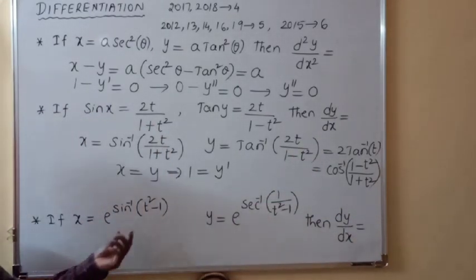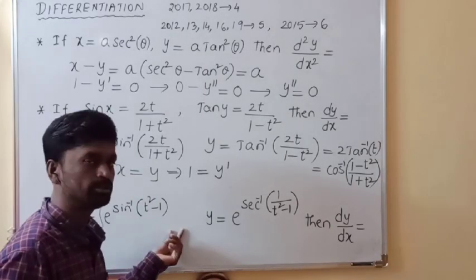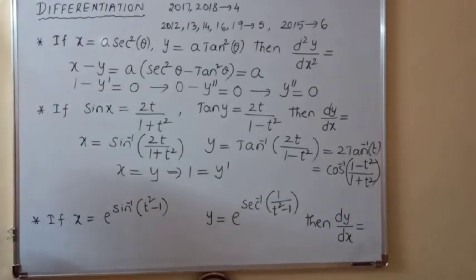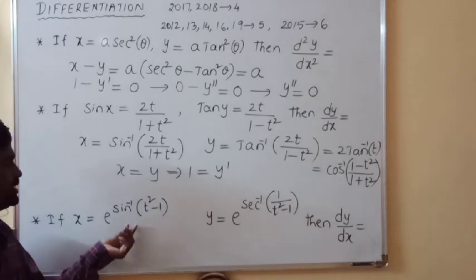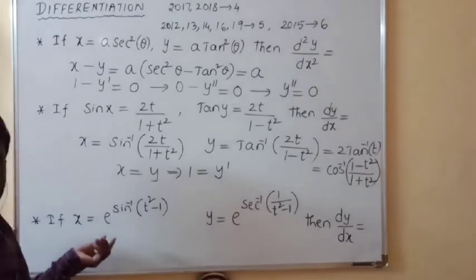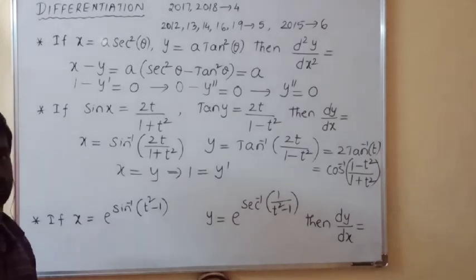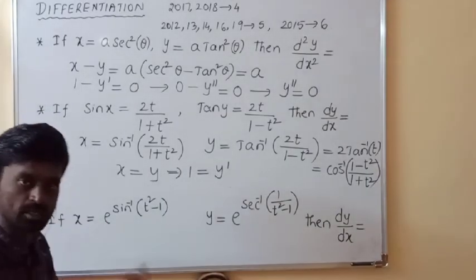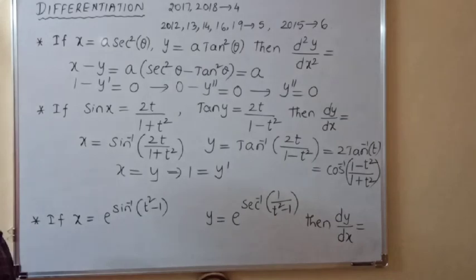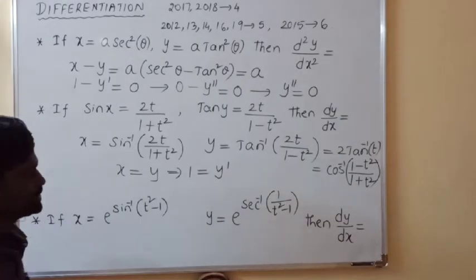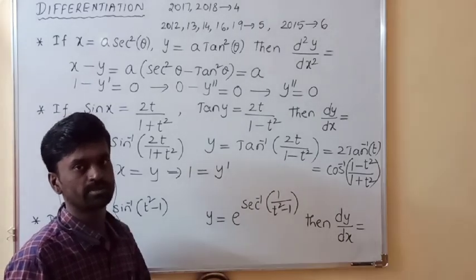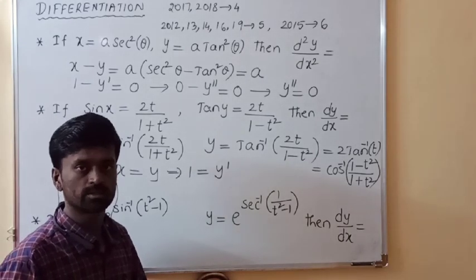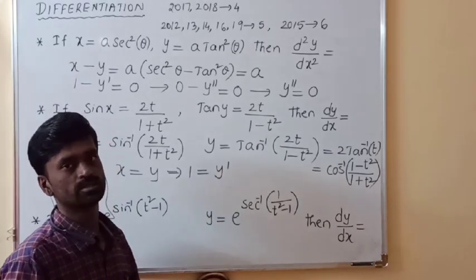Next. Here also it is possible to eliminate t from these two equations. How can we eliminate? See here, x is given as e power sine inverse of t square minus 1. This kind of complicated problem is given, but don't panic. It is possible to eliminate t from those two equations. Think carefully. Now secant inverse of 1 upon t square minus 1. Secant inverse of 1 by x can also be written as cos inverse of x, correct? Secant inverse 1 by x is equal to cos inverse x.